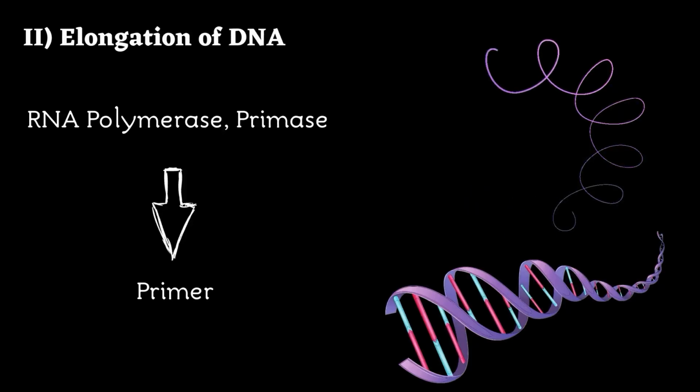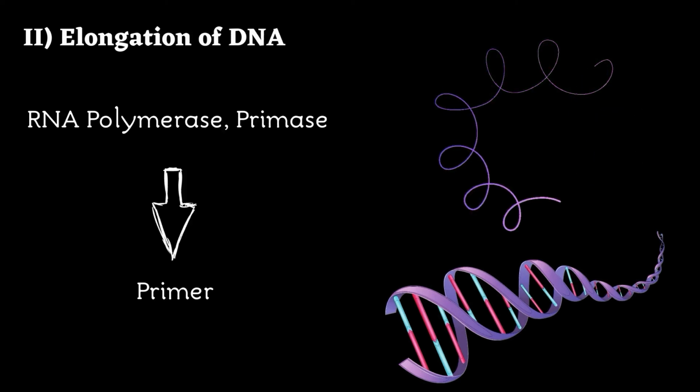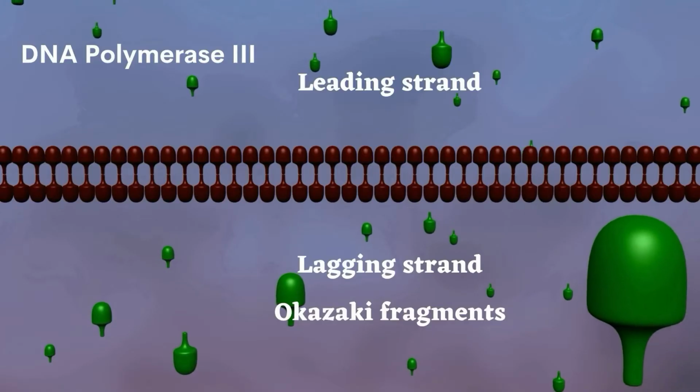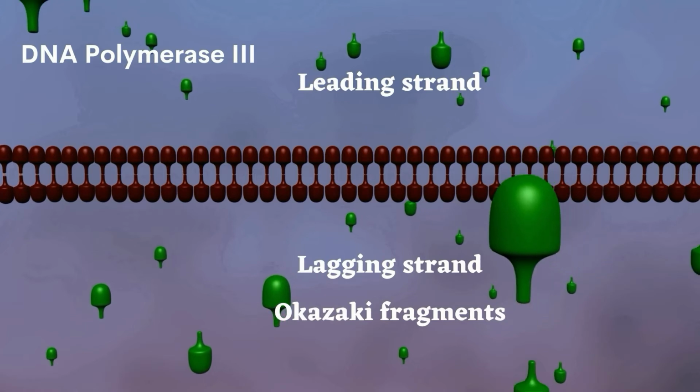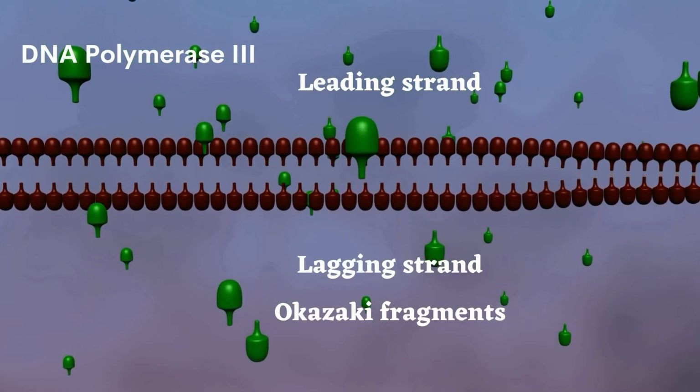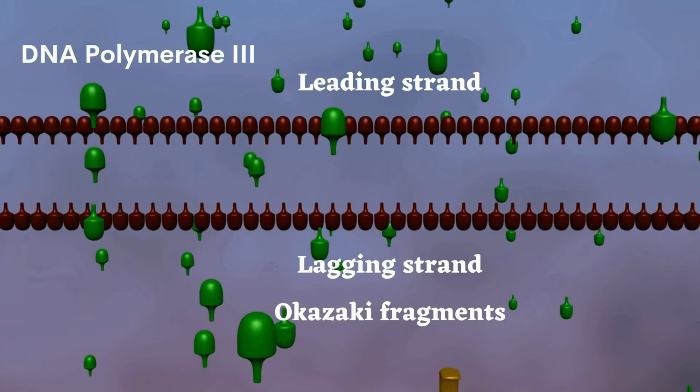Next step, the elongation of DNA. RNA polymerase, the primase, will form a primer which will provide the 3' end to the DNA polymerase III. DNA polymerase III is responsible for the normal DNA synthesis in bacteria and adds nucleotides for the synthesis of the DNA.